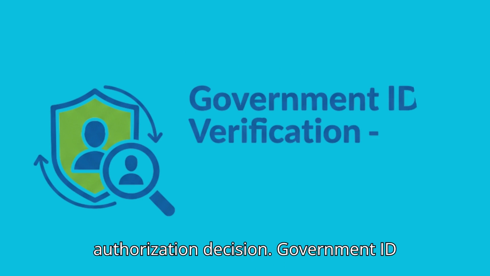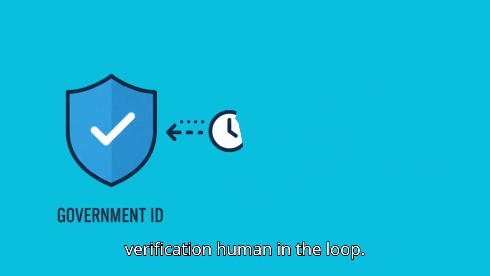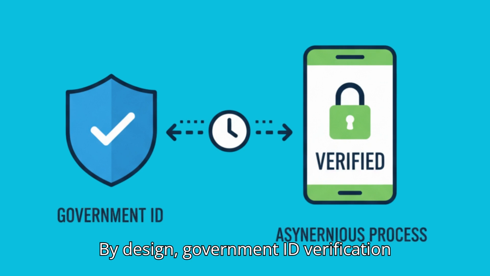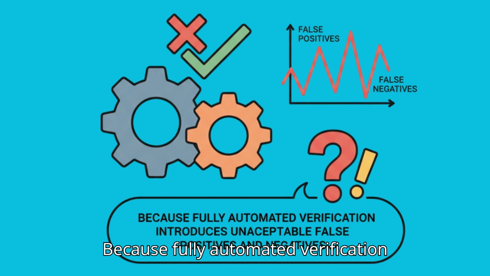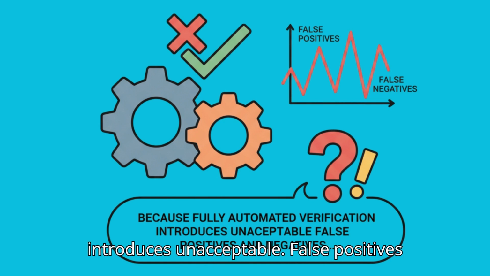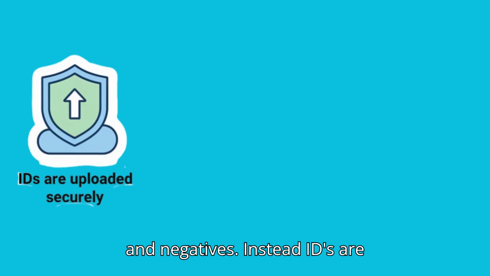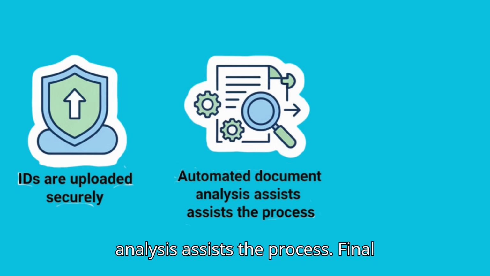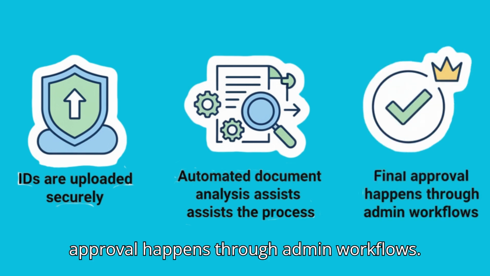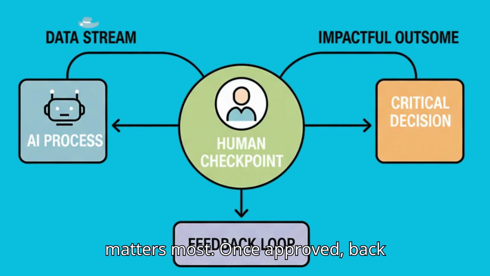Government ID verification, human in the loop by design. Government ID verification is intentionally asynchronous. Why? Because fully automated verification introduces unacceptable false positives and negatives. Instead, IDs are uploaded securely. Automated document analysis assists the process. Final approval happens through admin workflows. This introduces a human-in-the-loop checkpoint where it matters most.